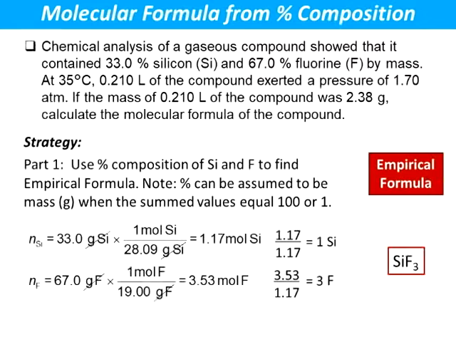We likewise calculate the moles of fluorine starting with 67.0 grams. We do a dimensional analysis to convert this using 19.0 grams per mole of fluorine, which is the molar mass of fluorine, which equals 3.53 moles of fluorine. We then set up the ratio of the larger value divided by the smaller value. For silicon, we find that we have 1 unit of silicon, and for fluorine, we find that we have 3 units of fluorine. Therefore, our empirical formula is SiF3.